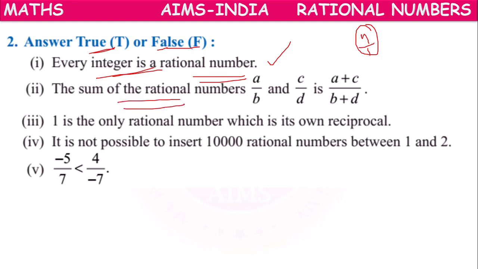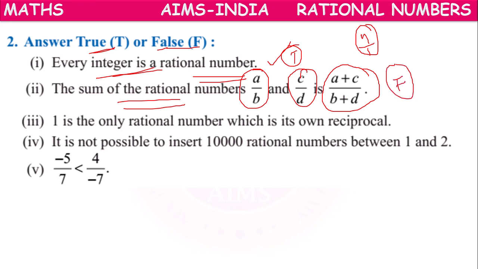The sum of two rational numbers a by b and c by d is a plus c by b plus d. It is not true children, it's false. This is possible when the denominators are common. In all cases, it's not possible. We have to take the LCM and we have to add.